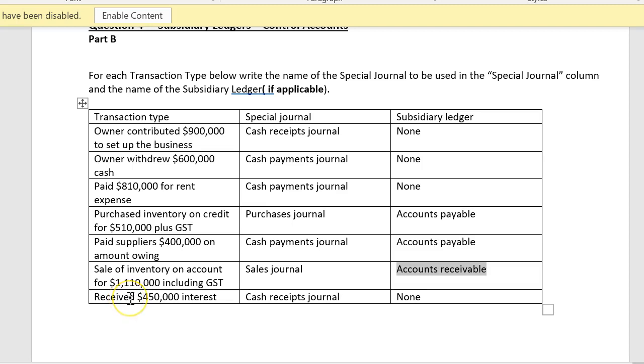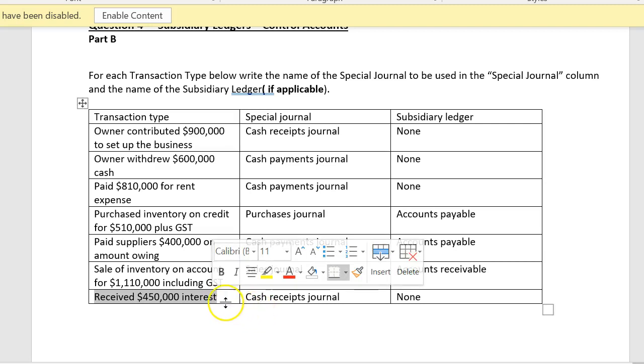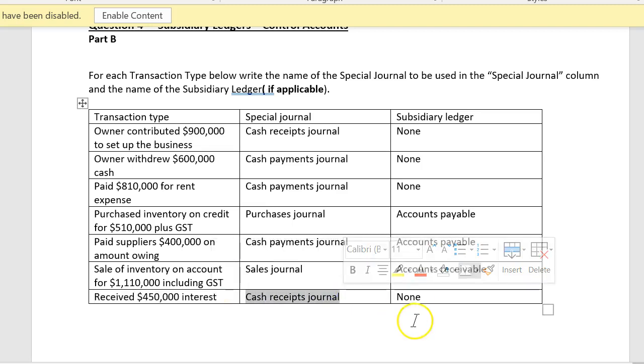Next, last but not least, received $450,000 interest. They received cash. Okay, so all cash inflows are recorded in the cash receipts journal, and there is no subsidiary ledger here. All right, guys, so let me go through other questions in the next video.